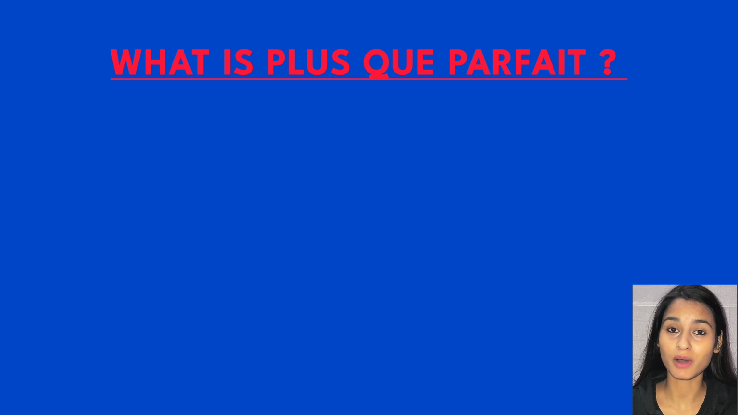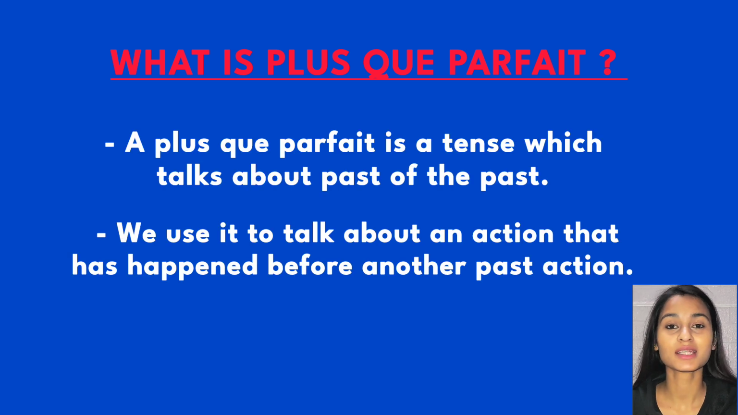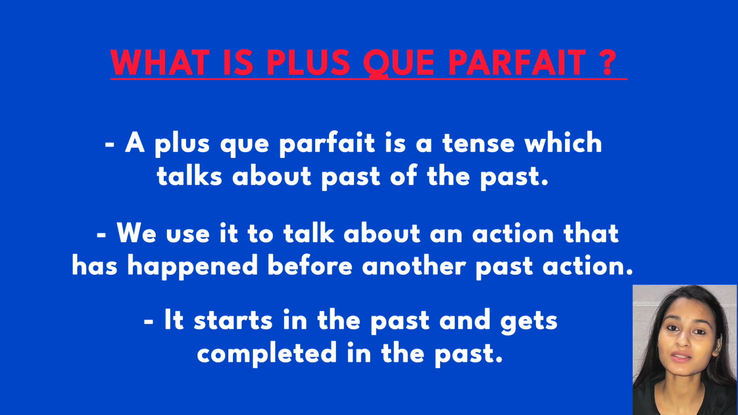Starting with what is PLUS-QUE-PARFAIT. A PLUS-QUE-PARFAIT is a tense that talks about the past of the past. It means it is used to talk about actions that happened before another past action. So it starts in the past and gets completed in the past.